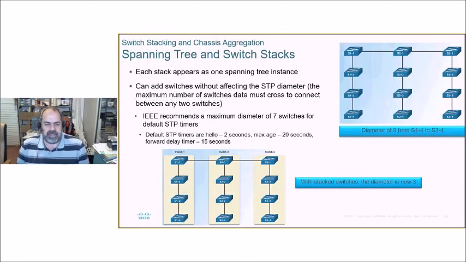Now, switch stacks. Each stack appears as one spanning tree instance, so it's treated as one switch. You can add switches without affecting the STP diameter, which is the maximum number of switches data must cross to connect between any two switches. IEEE recommends a maximum diameter of 7 switches for default STP timers. So from there, we've got 1, 2, 3, 4, 5, 6, 7, 8, 9 as your largest diameter. If you stack them together, you've got 3 switches.